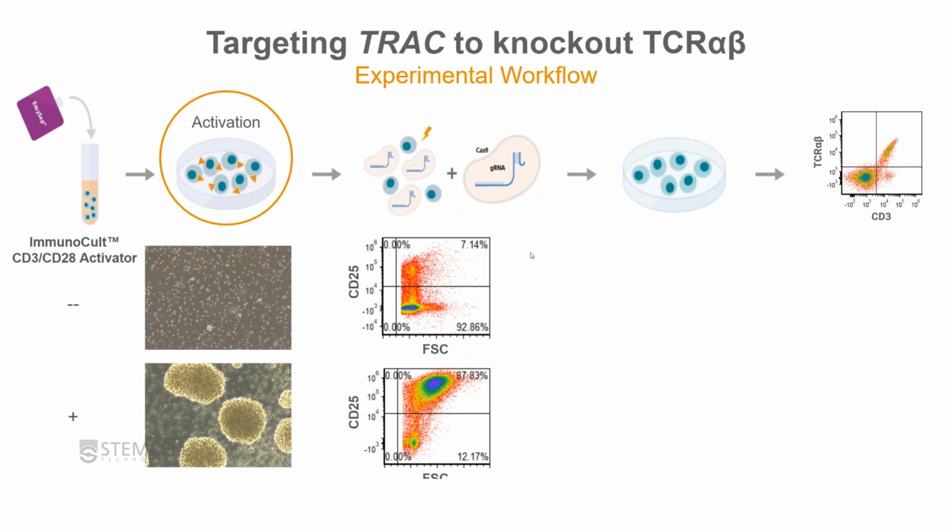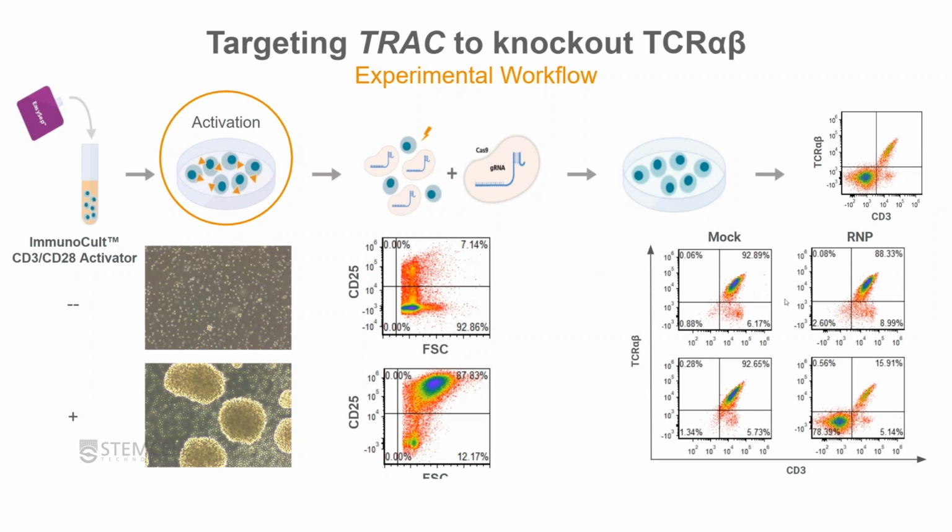We then delivered the RNP complex into these cells. In the mock electroporated cells, both without and with the presence of activator, you can see that the level of TCR alpha beta and CD3 knockout is quite low. In the presence of activator, we saw a high degree of TCR alpha beta and CD3 knockout, which was exciting. However, in the absence of activator, we saw very low levels of knockout, indicating that, at least under these conditions, our ImmunoCult activator is required to obtain high efficiency editing.